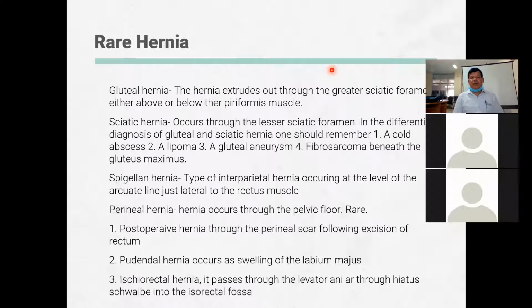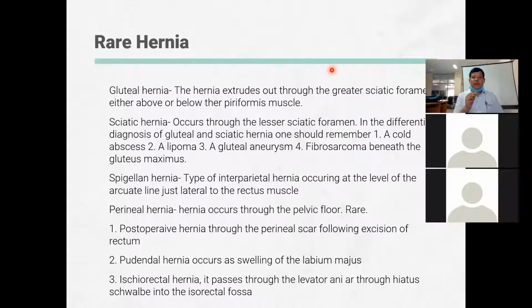So in gluteal hernia, the hernia extrudes out through the greater sciatic foramen, either above or below the piriformis muscle. So just simply remember: gluteal hernia occurs through the greater sciatic foramen, and the second one is your sciatic hernia, which occurs through the lesser sciatic foramen. Gluteal hernia is whenever it comes to the greater foramen, sciatic hernia whenever it comes to the lesser sciatic foramen.